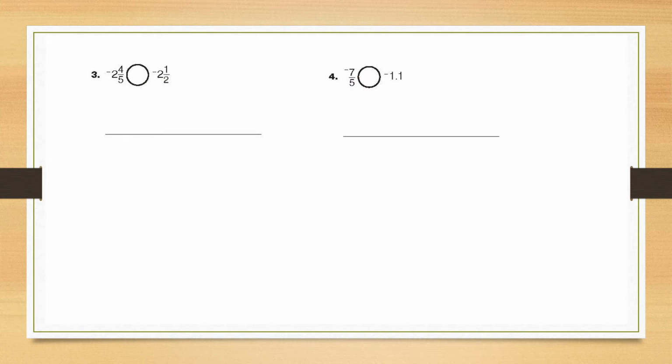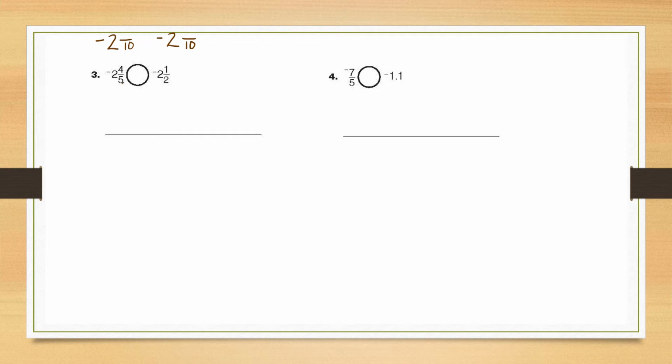Question number 3. -2 4/5 compares to -2.5. One thing that you can do to make sure that you are comparing equivalent fractions is to rewrite the fractions so that they have common denominators. In this case, a common denominator could be 10.